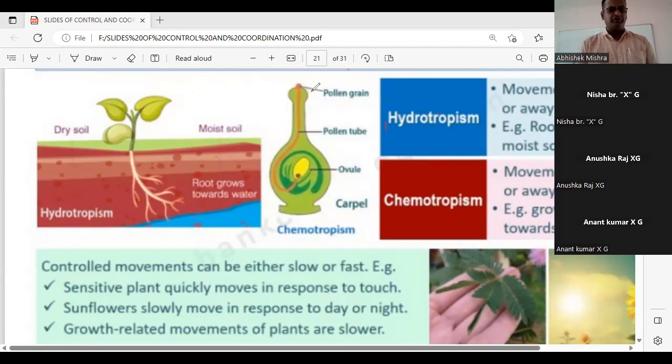Now, when the pollen grains come and sit over the stigma, this is a pollen tube, and you all know from the pollen grain the male gamete will be released, and the pollen tube grows towards the ovary. So this directional movement of the pollen tube towards the ovule is controlled by a sugary substance secreted by the stigma. This stigma secretes a sugary substance which controls the growth of the pollen tube towards the ovary. And this is an example of chemotropism. Is chemotropism clear to you?